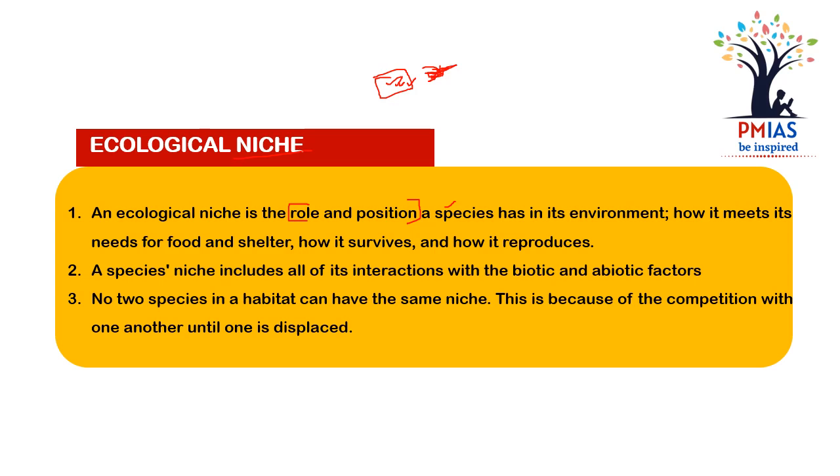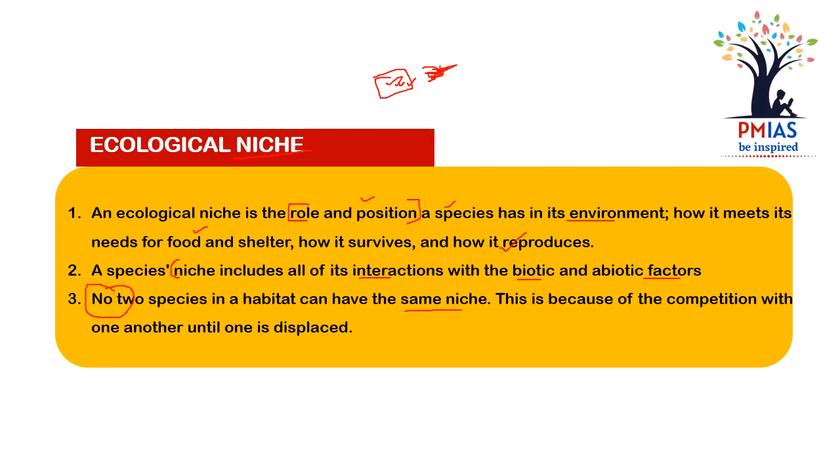So ecological niche அப்படின்னா role and position of a species has in its environment. And அது மட்டும் இல்லாம how it is meeting its basic needs, food, shelters, and how it reproduces. Okay, so species niche அப்படின்னு பார்க்கும்போது again with this based upon the interactions with the biotic as well as abiotic factors. And இங்க பாருங்க, the major important thing, no two species in a habitat can have the same niche.